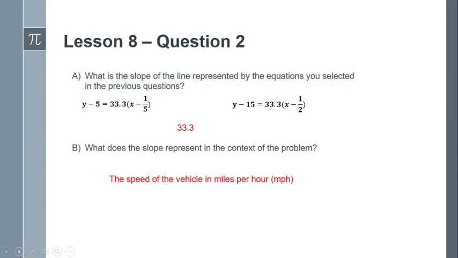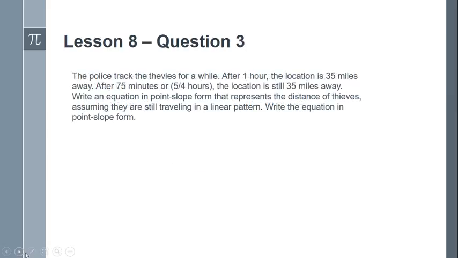Alright, so in this case that 33 does represent 33 miles per hour. So question 3 says, the police are tracking the thieves for a while, and after 1 hour the location is 35 miles away, and after 75 minutes or 5/4 of an hour, the location is still 35 miles away.